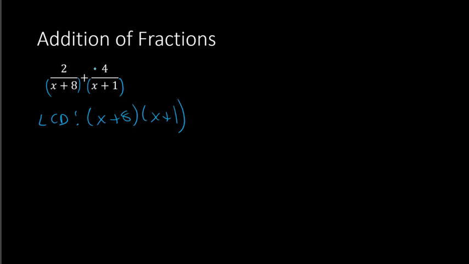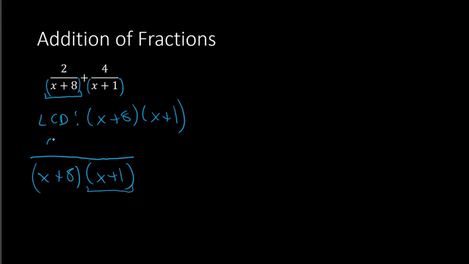So what we need to do is convert each of these fractions into a new fraction with this denominator. Alright, so the 2 over x plus 8, we now need to have it as x plus 8 times x plus 1 in the denominator. So for the first fraction, we started with x plus 8, but we had to multiply the bottom by x plus 1. So on the top, we must multiply by x plus 1 as well. So take the 2 and multiply by x plus 1.